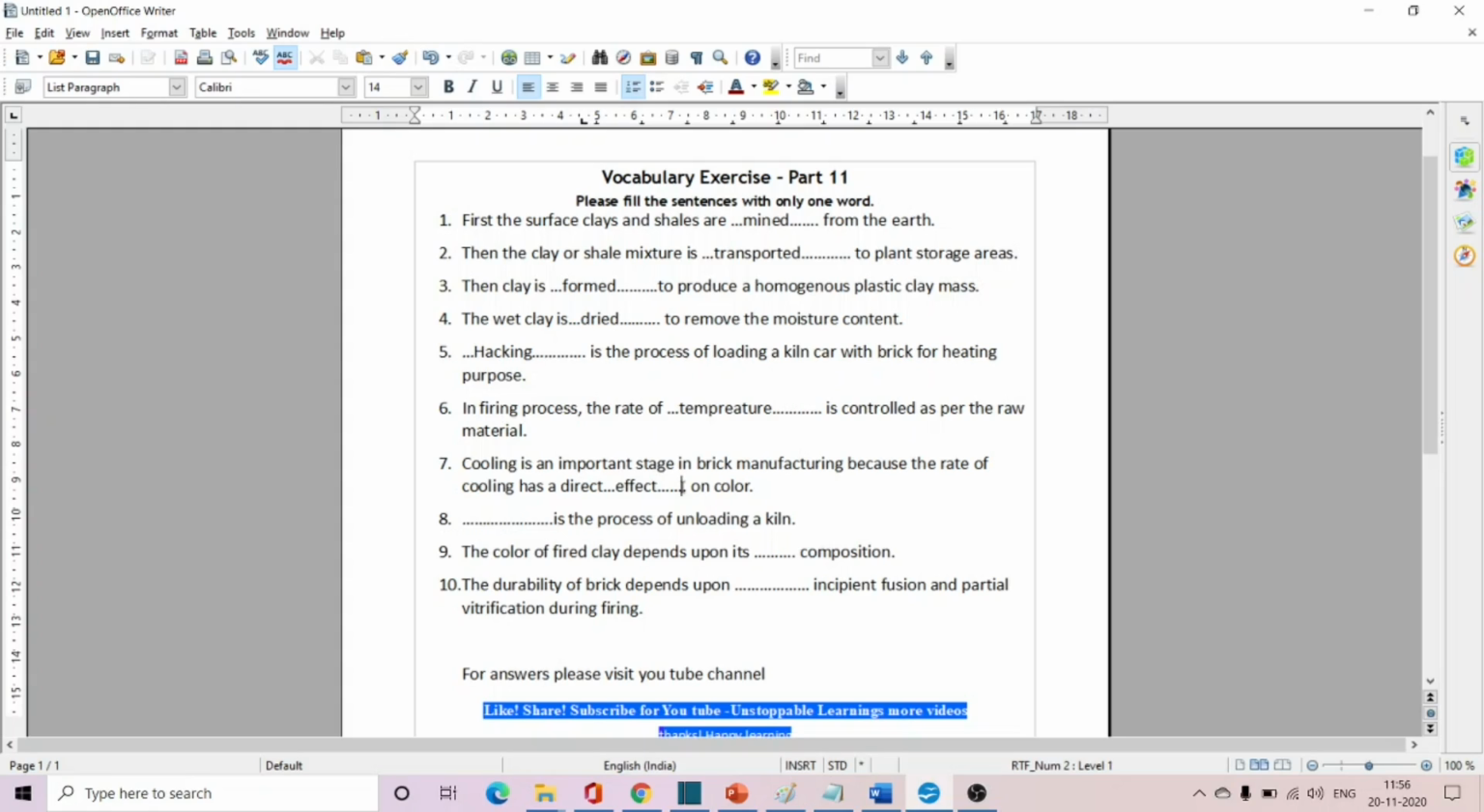Cooling is an important stage in brick manufacturing because the rate of cooling has a direct effect on color. Dehacking is the process of unloading a kiln car. Color of fired clay depends upon its chemical composition.